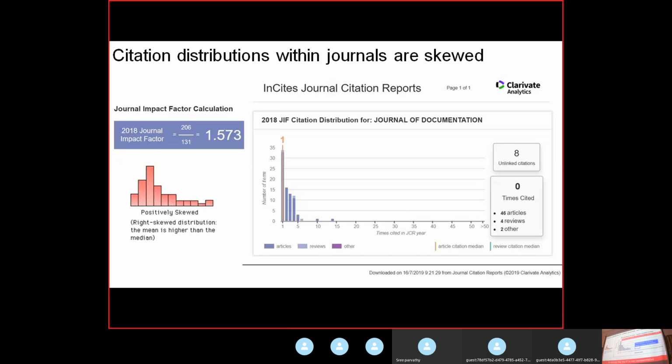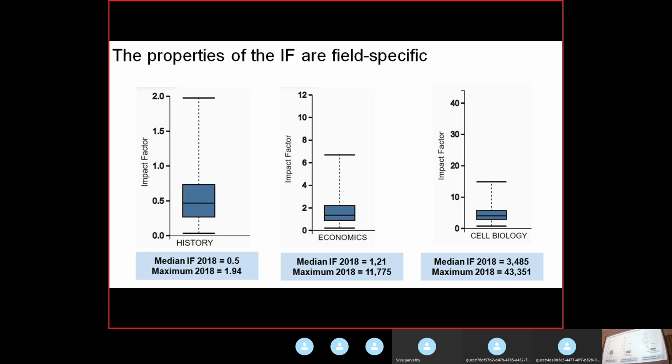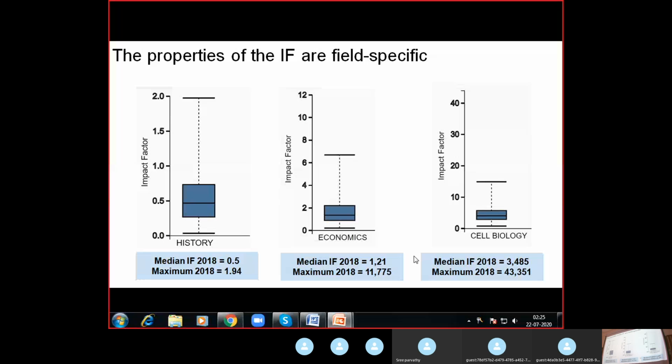And for the journal impact factor calculation, don't worry about this calculation. This is already available in JCR, the Journal Citation Report. If you are ready to create it, it is available there. And impact factor may be different in different streams. It is field specific. In history, impact factor may be 0.5, that may be the maximum impact factor. In economics, 0.2425 may be the maximum impact factor. And in cell biology, what is the maximum impact factor? Nearly, it will go up to 15, 11, 20, nearly that. So impact factor is field specific.